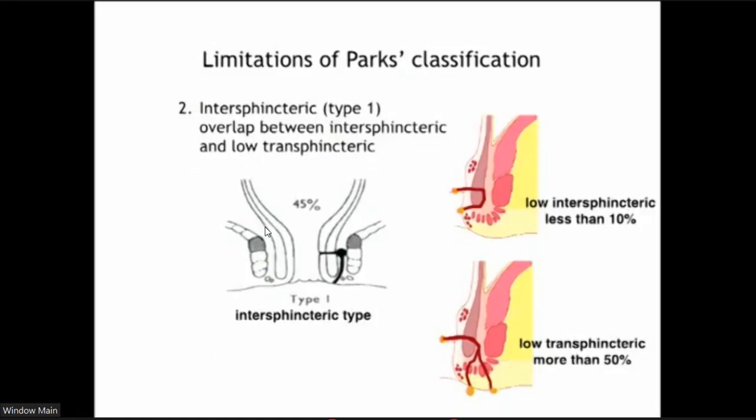For type 2, I need intersphincteric types. In reality, the intersphincteric fistula type that passes between the internal sphincter and the subcutaneous external sphincter is quite uncommon. I think it's less than 10%. But intersphincteric is 45%. In fact, this intersphincteric type includes low intersphincteric and low transsphincteric together. Low transsphincteric is the most common fistula.